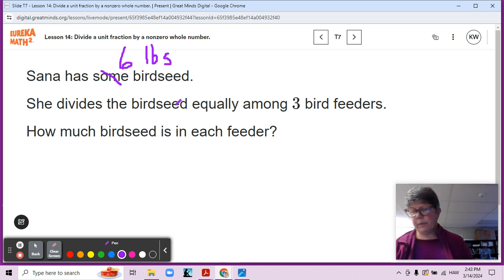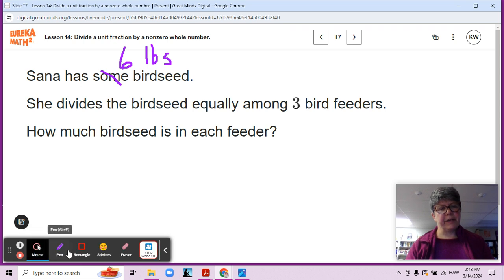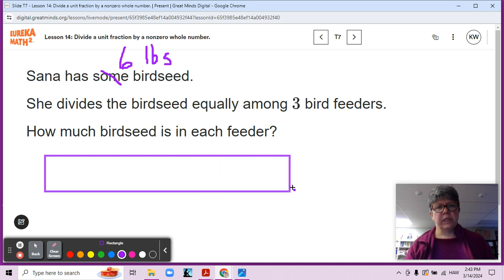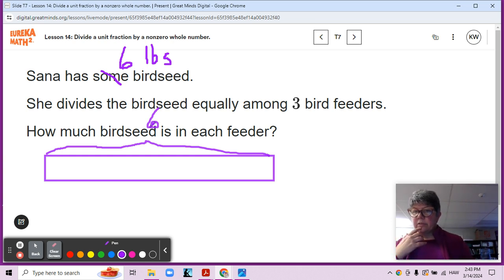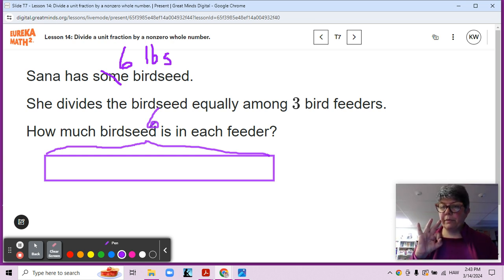Yes. And can we model this problem using a tape diagram? Let's give it a try. Let's make a purple tape diagram. Okay, so here's our birdseed. And how much birdseed do we have? We have 6 pounds of birdseed, right? So this is 6 pounds. And how many bird feeders? We have 3 bird feeders. So we can take our tape diagram and break it into 3 parts.